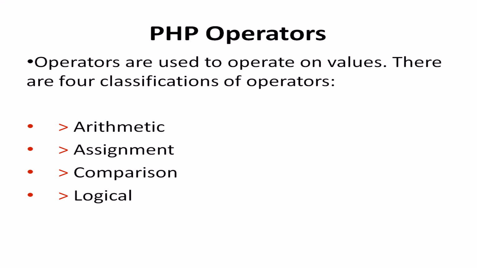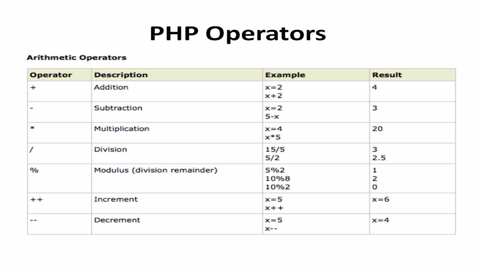Next, PHP operators. Operators are used to operate on values. There are four classifiers of operators. The first one is arithmetic, the second is assignment, the third is comparison, and the fourth is logical operators. Here we will see the operators one by one.